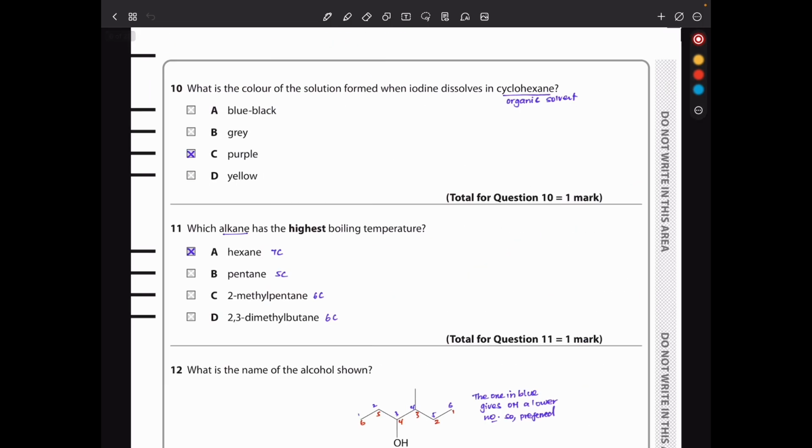In question 10, what is the color of the solution formed when iodine dissolves in cyclohexane? Cyclohexane is an organic solvent, and when iodine dissolves in an organic solvent, the color is going to be purple.